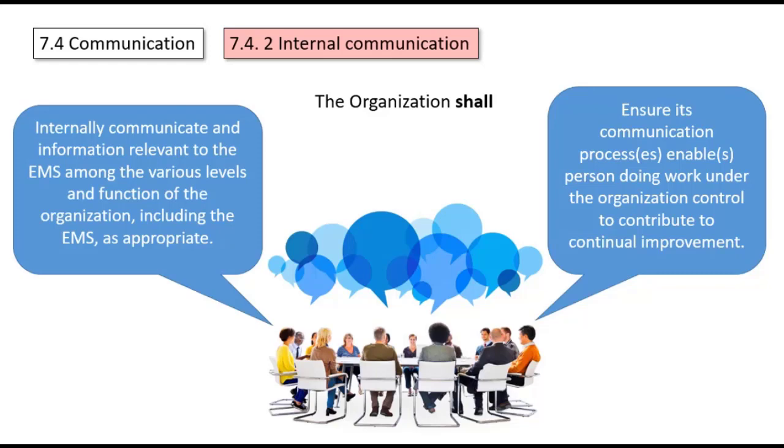Next, 7.4.2 Internal Communication. The organization shall internally communicate information relevant to the EMS among the various levels and functions of the organization, including changes to the environmental management system, as appropriate. Ensure its communication processes enable persons doing work under the organization's control to contribute to continual improvement.